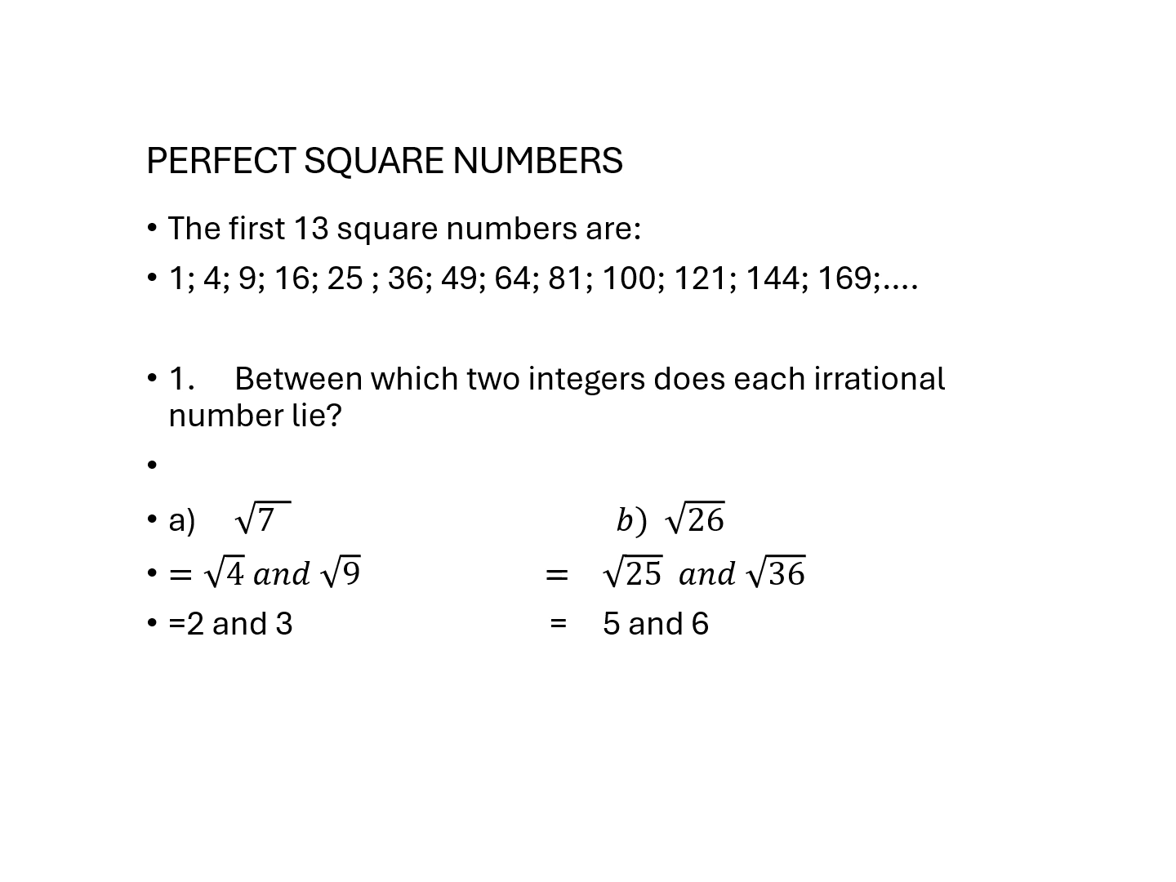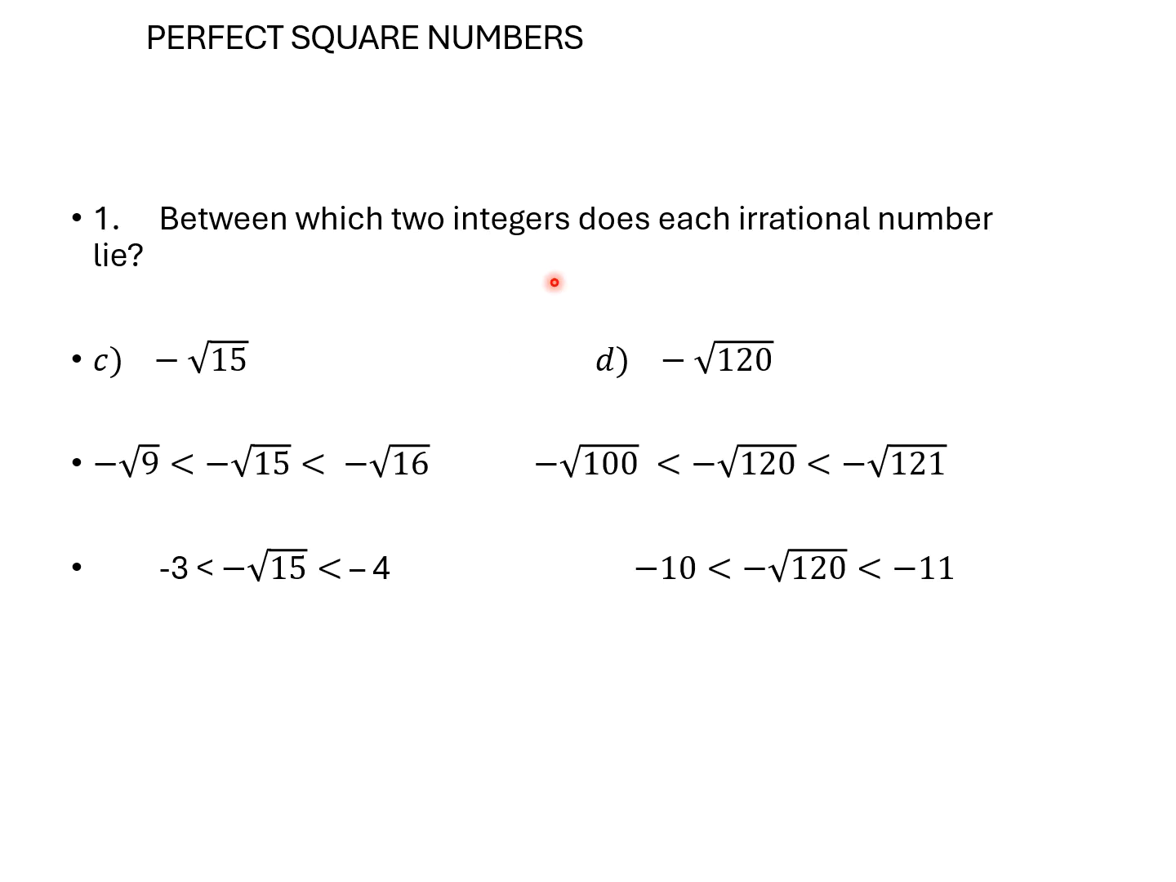Let's look at the second problem. Between which two integers does each irrational number lie? So 15 we should know is between 9 and 16. Because it's negative square root 15, it would be greater than negative square root 9 and less than negative square root 16. So square root of 9, negative 3, square root of 16 would give me negative 4. So negative square root 15 is greater than negative 4 and less than negative 3.